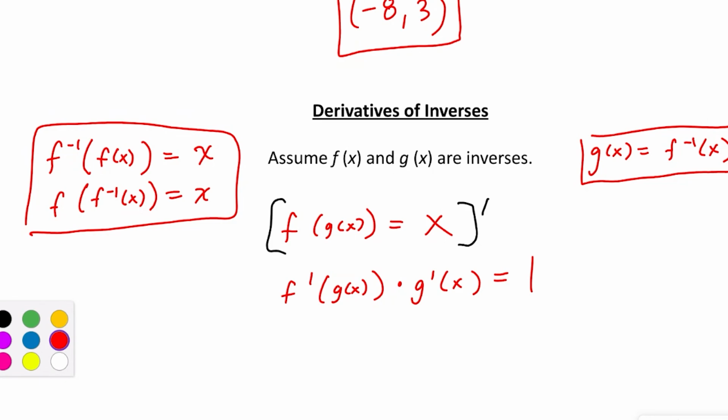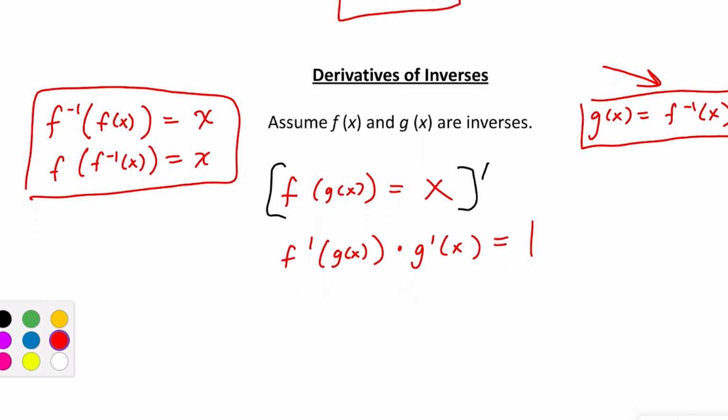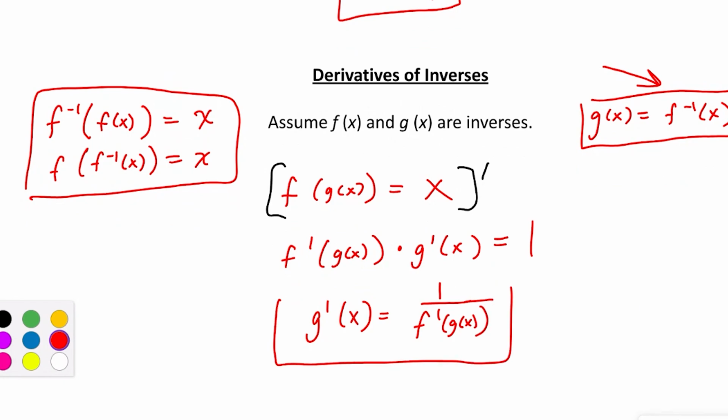So what we're really trying to find here is the derivative of g, because g is, we're assuming, the inverse of f, right? So if I isolate g prime here, that should be our rule for the inverse of f. To isolate g prime, we just need to divide both sides by f prime of g. And so we get g prime is 1 over f prime of g. And that's your rule for finding the derivative of an inverse.